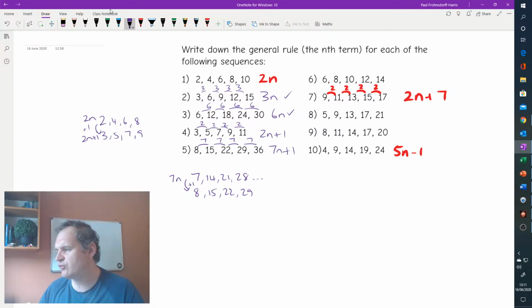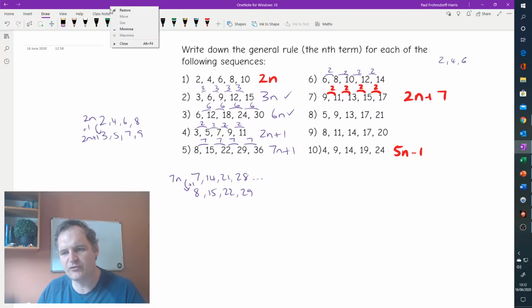We've now got 3 more to do, and so the next one is, find the gaps, it's 2, but the 2 times table is 2, 4, 6. We don't want 2, 4, 6, oh, we don't want 2, 4, 6, 8. We want 6, 8, 10, 12. So it's plus 4. So that would be 2n plus 4.